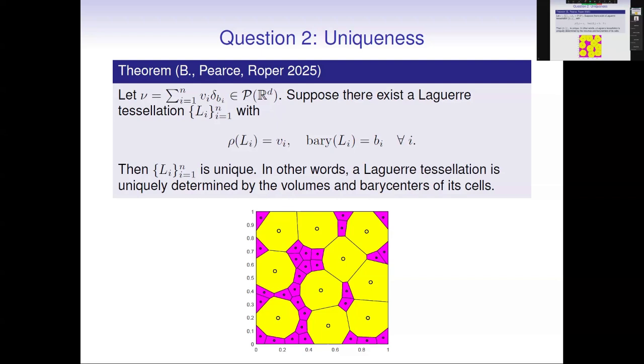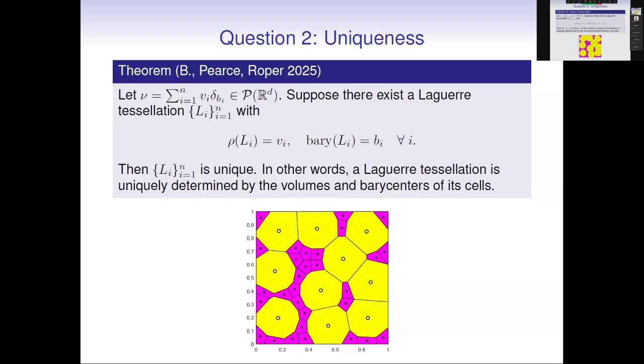In fact, the result is actually stronger than what I've written. If you have any tessellation, not just a Laguerre tessellation, with the same volumes and barycentres, then it has to be the Laguerre tessellation. So it's a lot of information actually. You might imagine that you could move the boundaries a bit and keep the areas the same and keep the barycentres the same, but you can't. So it's unique. I was surprised it wasn't known in the literature already, but it doesn't seem like it was. It follows just from uniqueness of transport maps in the end, a standard result in optimal transport.